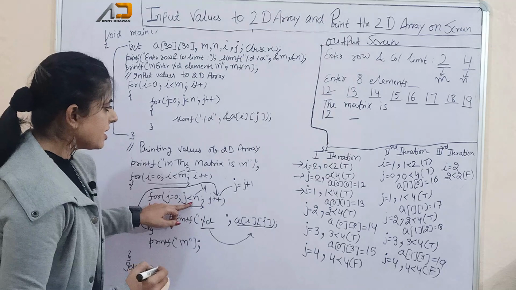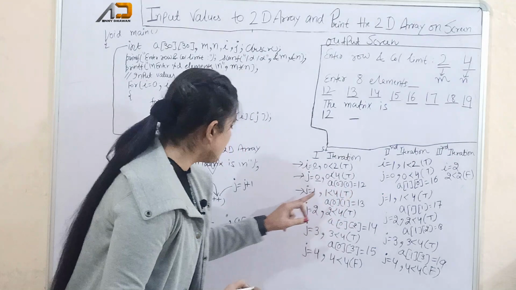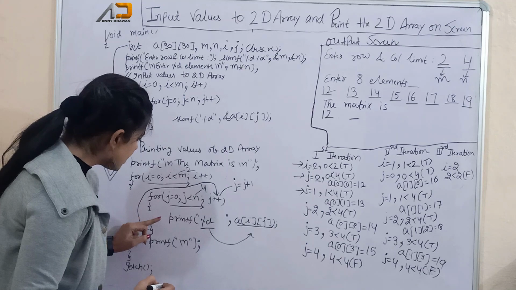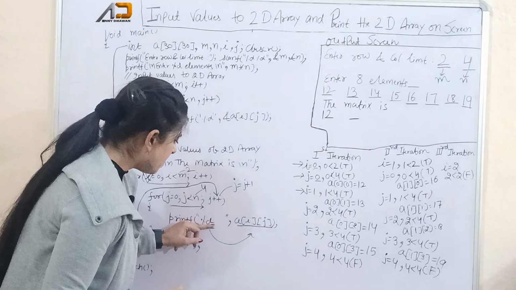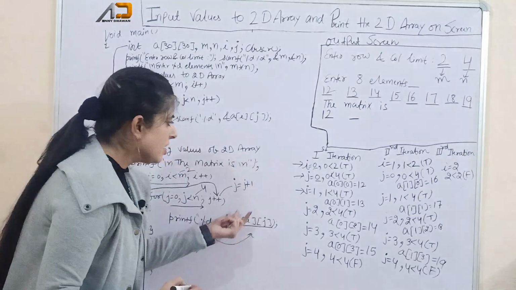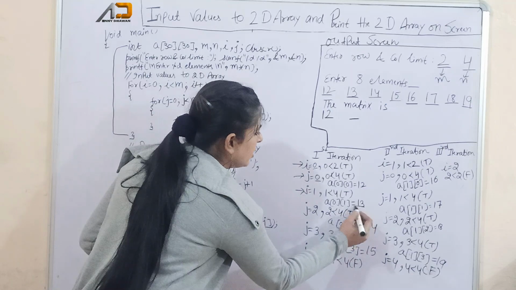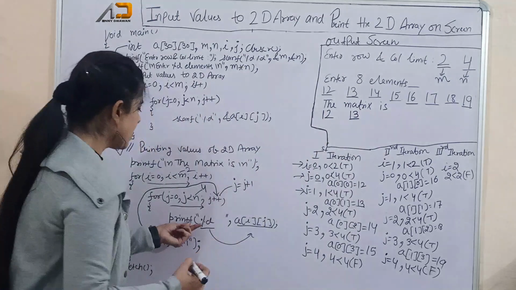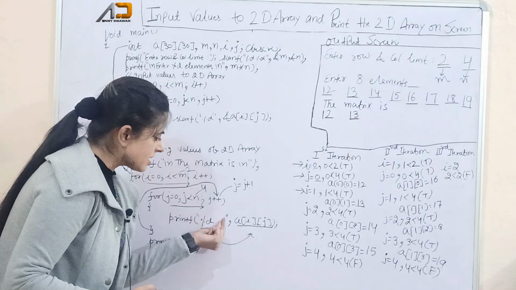Again the condition is checked. Is 1 less than 4? It's true. Now the control moves to the inside of the loop body, and this printf function prints an integer variable value, that is aij. It means aij is a of 0 1. A of 0 1 means 13 will be printed on the screen this time. After printing this 13, a space will be printed on the screen.